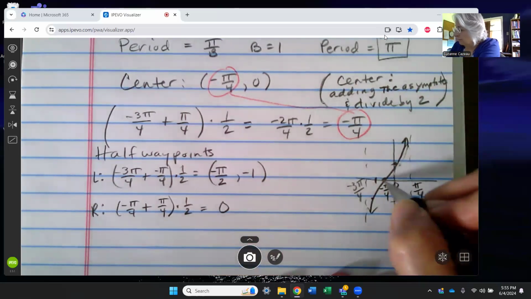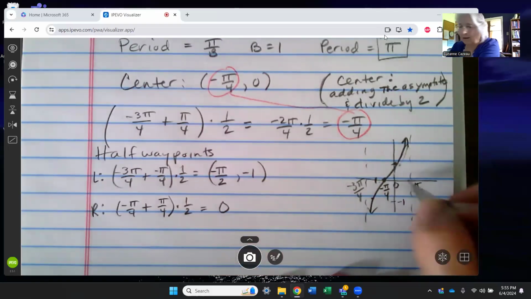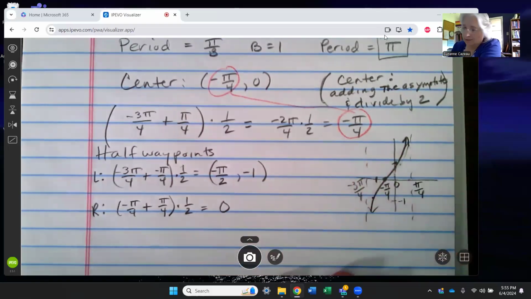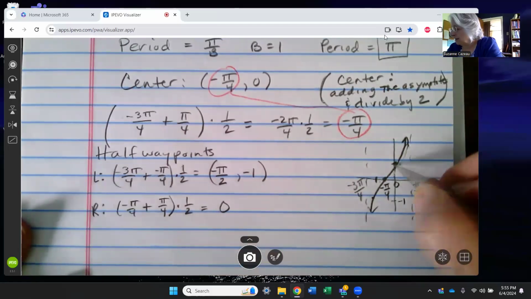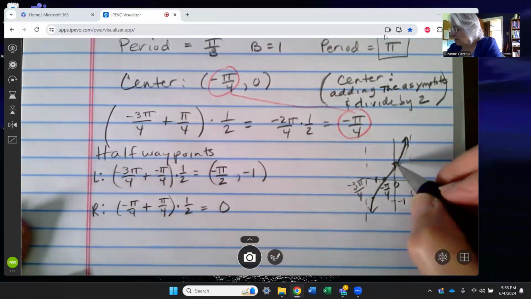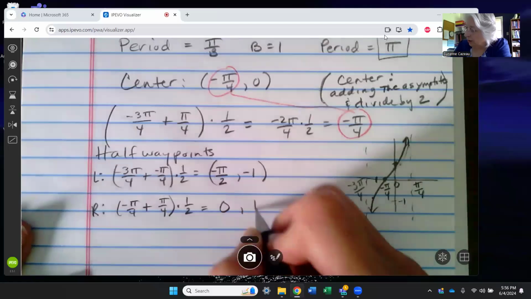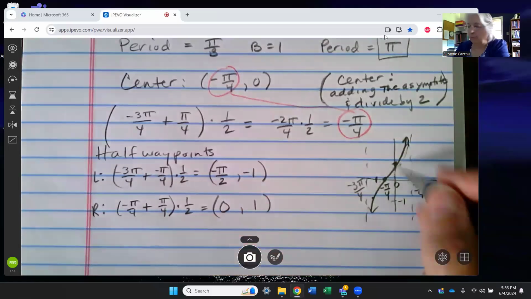So 0 is halfway between pi over 4 and negative pi over 4. I should have noticed that. But there it is. So this ordered pair then is 0, 1. That's your right halfway point.